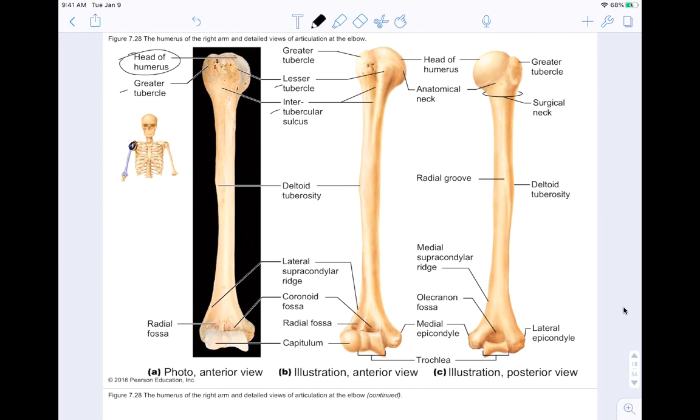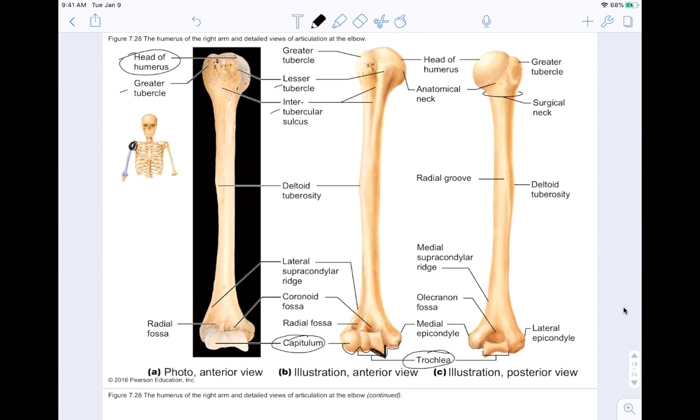Then down at the bottom, you have the radial fossa where you're going to have radial nerves going through. You have the capitulum, which is going to interact with some of our lower bones. You have the trochlea, which is also going to interact with some of our lower bones. If you look at this, it kind of looks like a balled up fist to me with your middle finger sticking out a little bit, right? That's kind of what it looks like to me.